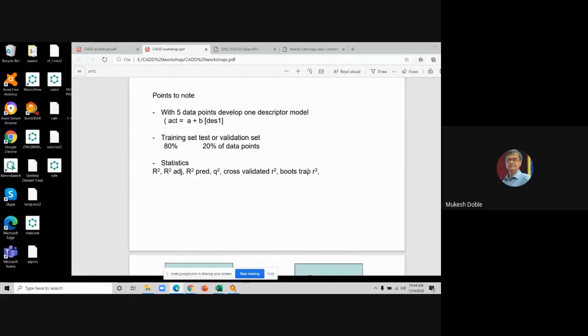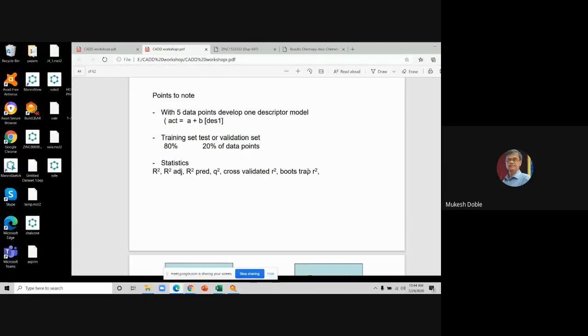So suppose I get 10 experimental data points from literature, activity points. I will not use all the 10 points to make my regression equation. That's not a good idea. So I use only 80% of the points to make a regression equation. That means I will use only 8. 2 points I will keep aside, only 8. And then with that equation, I will try to predict the activity of those 2 points.